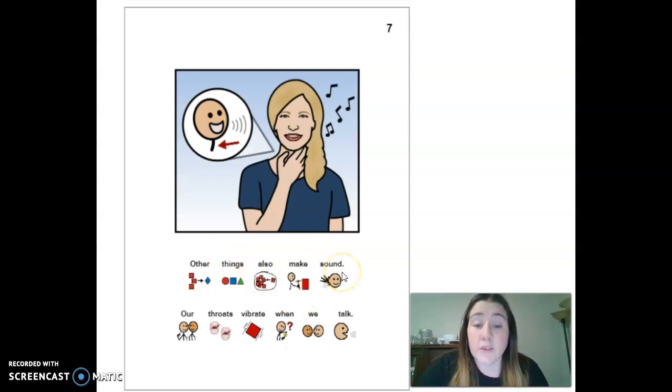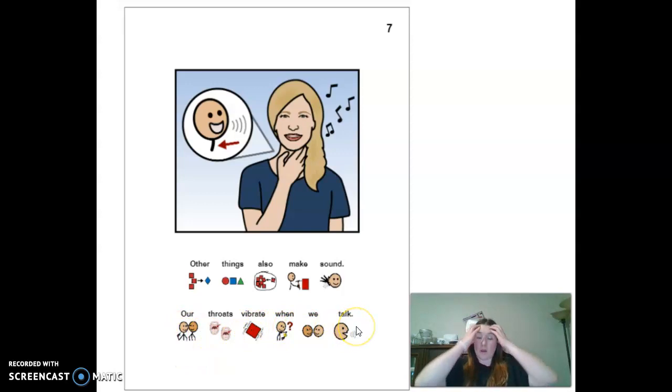Other things also make sounds. Our throats vibrate when we talk. So if you guys want to, you can put your hand on your throat and talk, and you can feel the vibrations as you talk.